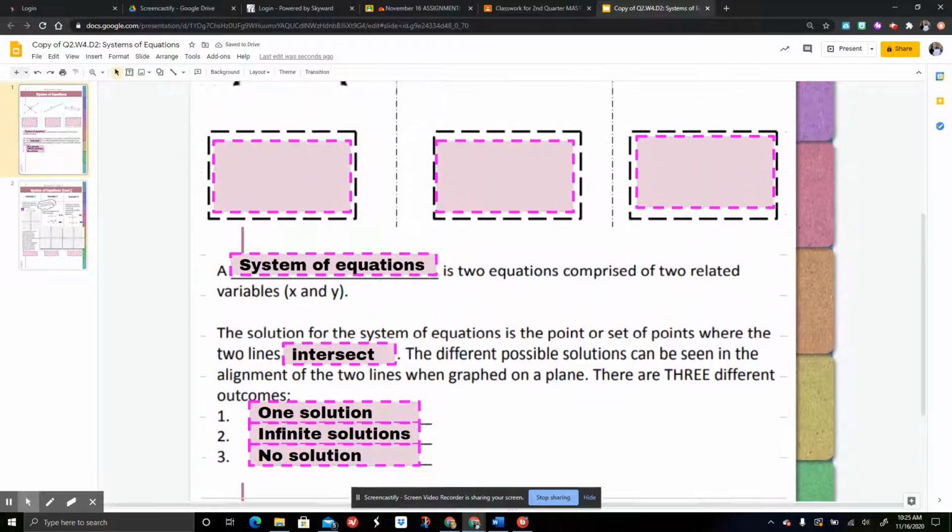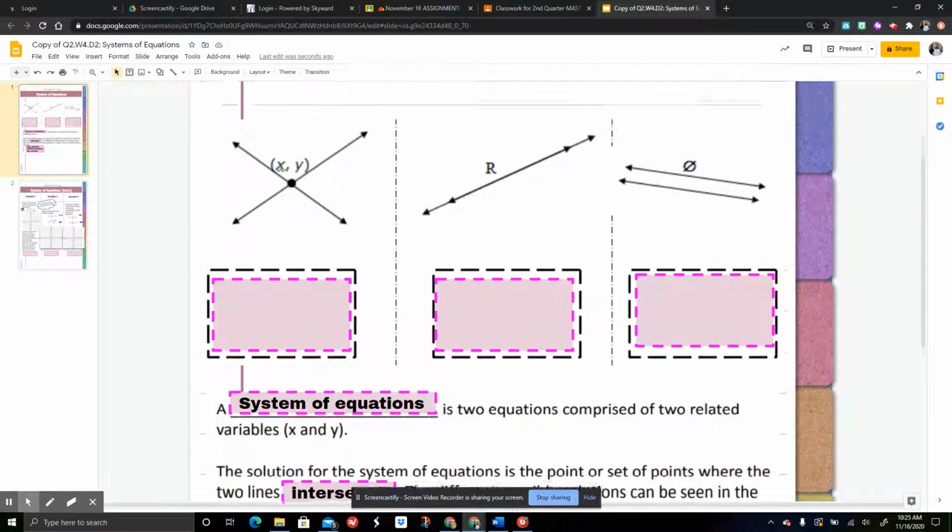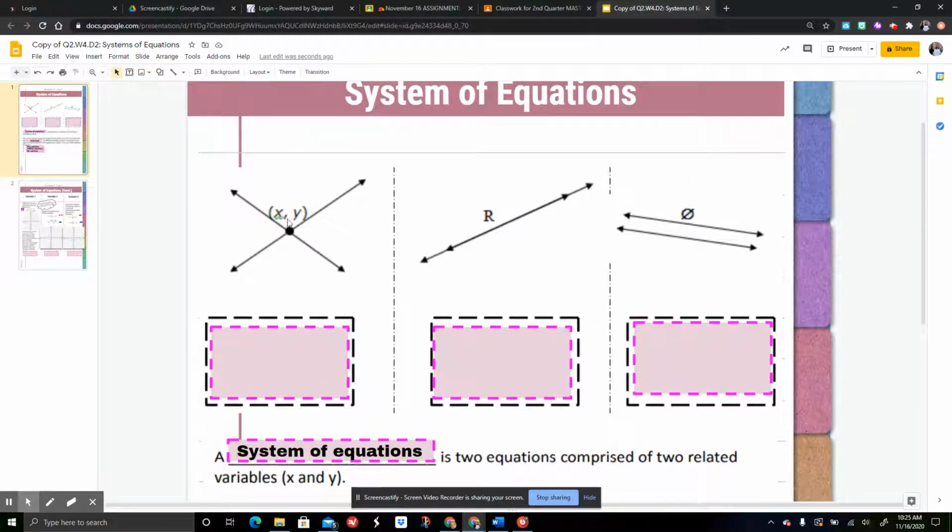So if we scroll back up, there's an example of how those three examples look. In the first picture, there are two lines that intersect at one spot. That intersection is the solution. So this is one solution, and that solution is x comma y.